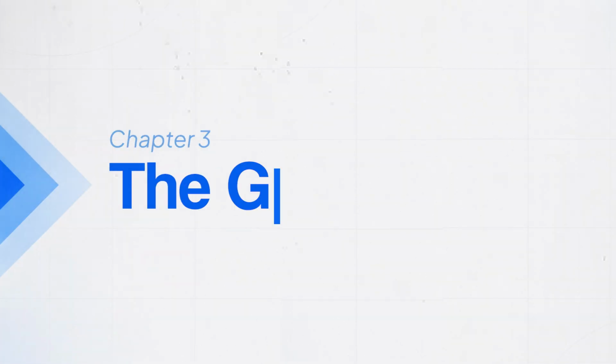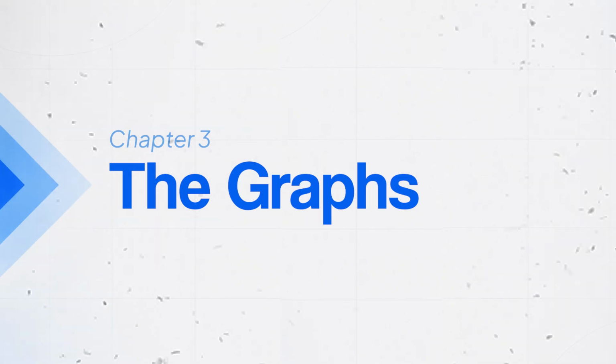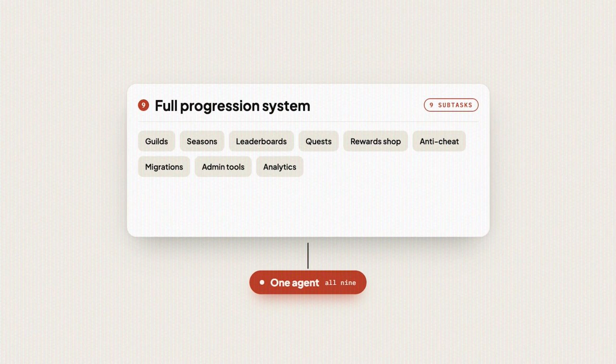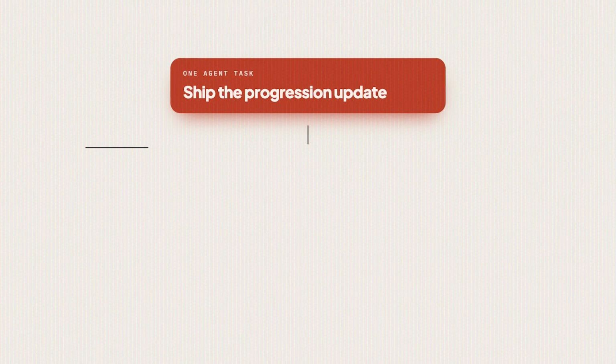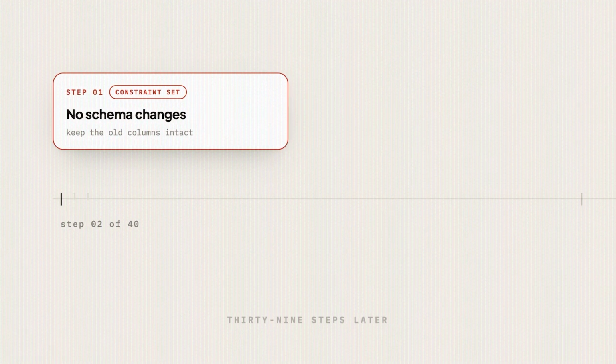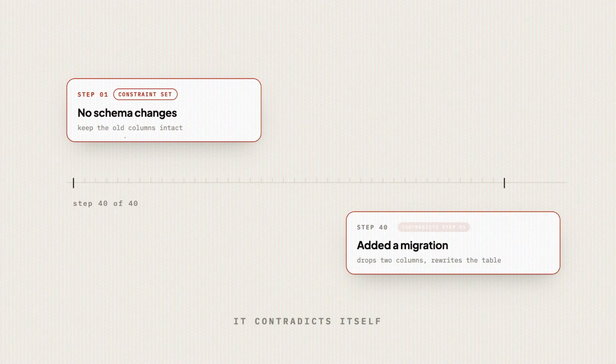But loops didn't fix my second problem, which is that after the XP and leveling feature that I was talking about, I got more ambitious and I handed one agent a much bigger job: to build the feature, write the tests, update the docs, and check it against the design. And it started fine. And then it got progressively weirder, right? It started to forget constraints that I set at the beginning. It contradicted a decision that it made maybe 40 steps before, right?